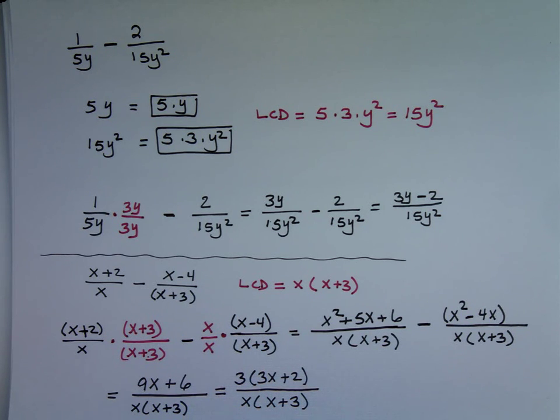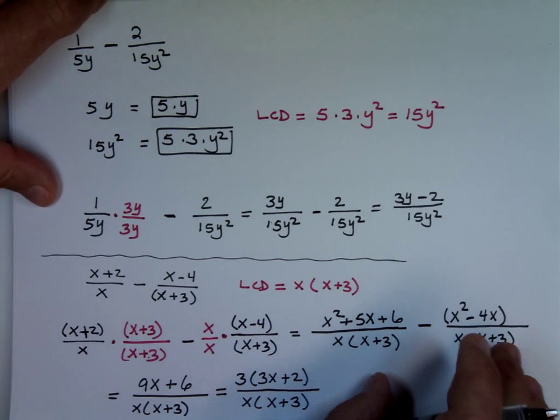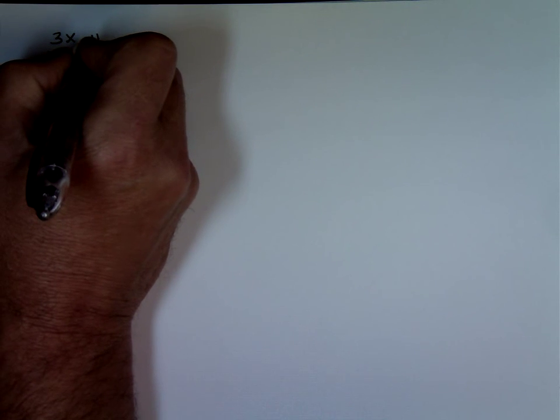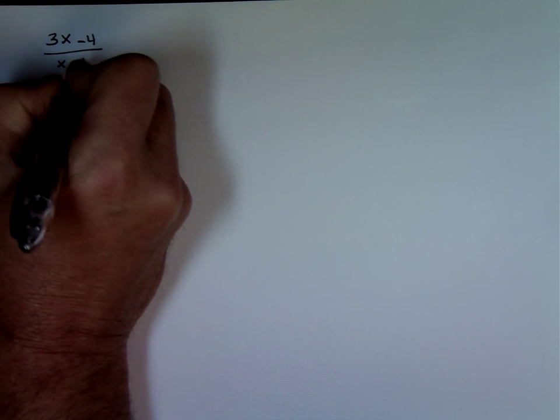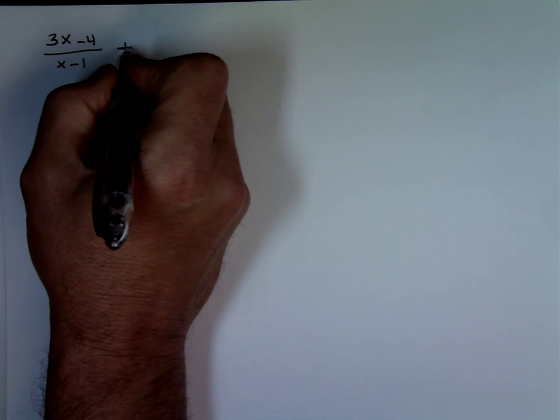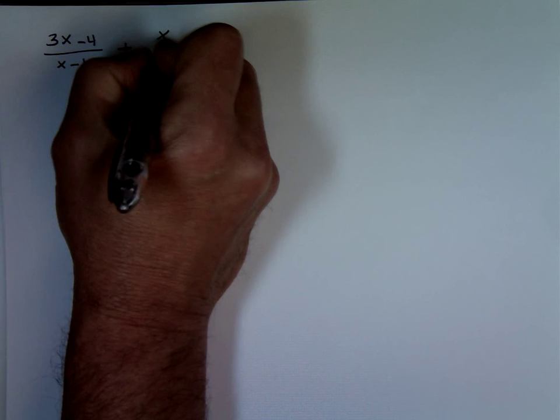Let's try a few more. This is probably the toughest part of the course. Let's add here 3x minus 4 over x minus 1 plus x plus 1 over 1 minus x.